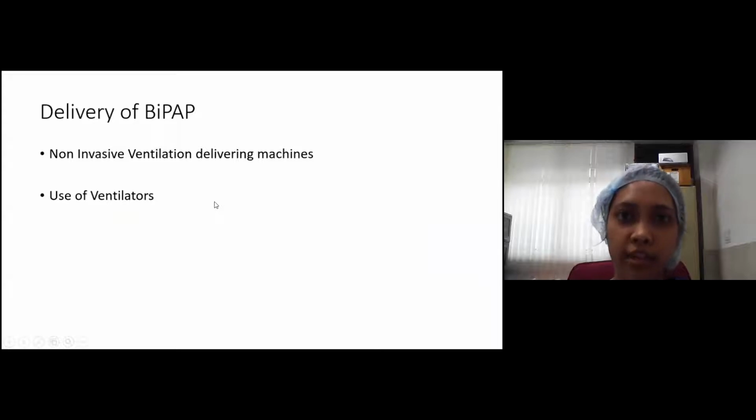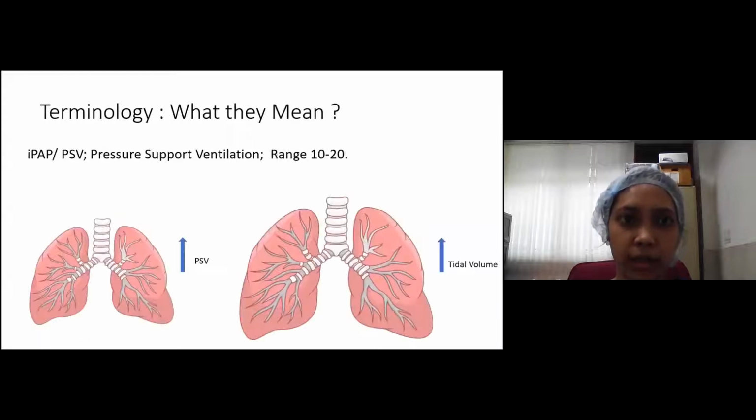Now, BiPAP or non-invasive ventilation can be delivered either by specific non-invasive ventilation delivering machines or by utilizing your ventilator, the standard ventilator which is available. Some terminologies before I go to the setting up of the ventilator: IPAP or inspiratory pressure or PSV. This is actually the pressure support which the machine gives to the patient. The amount you increase IPAP or PSV will lead to an increase in the tidal volume of the patient and therefore will help in reducing the CO2 levels in that particular patient.